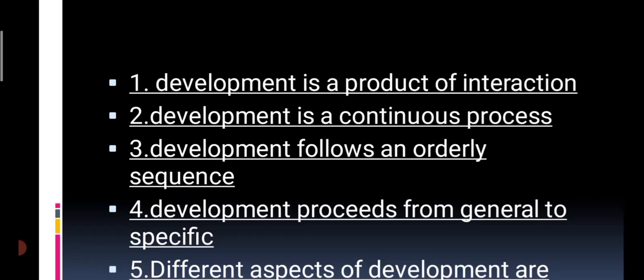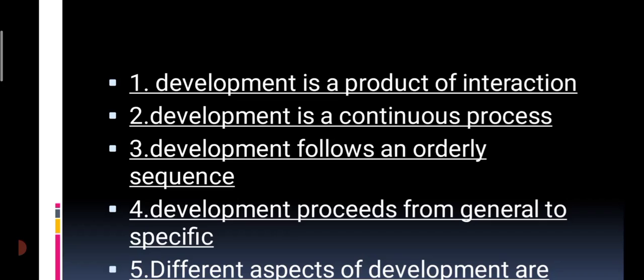And the next principle is development follows an orderly sequence. Individuals show a high degree of similarity in the order in which various developments appear. That means all children learn to stand before they walk. All children, it is a universal truth. All children stand before they walk.